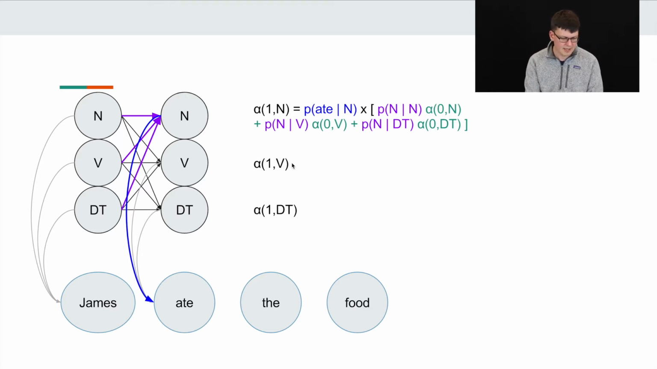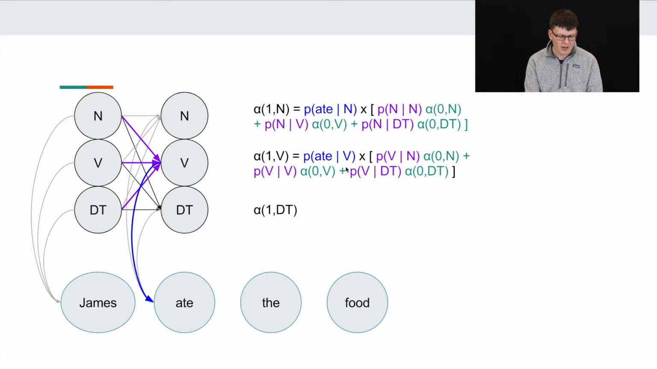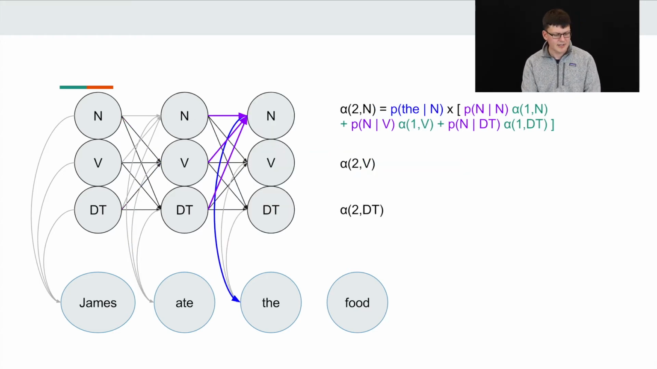And then we're going to do the same thing for verb, where we're going to find all 3 ways of ending up with a verb in position 1. We could have had a noun in 0, a verb in 0, or a determiner in 0. From each of those, transition to the verb in position 1, and then finally emit this 8. And then we carry on much the same way throughout the rest of alphas.